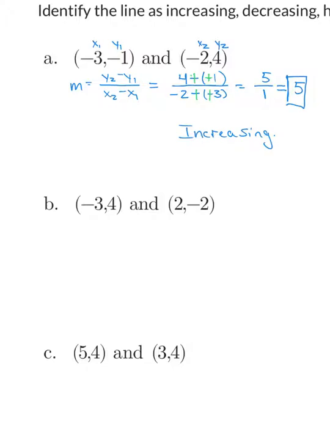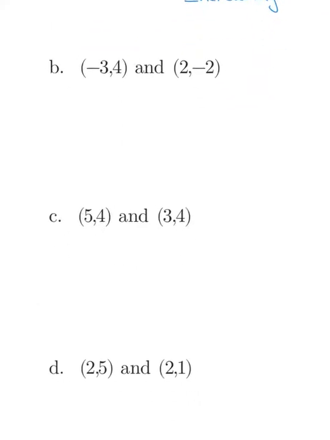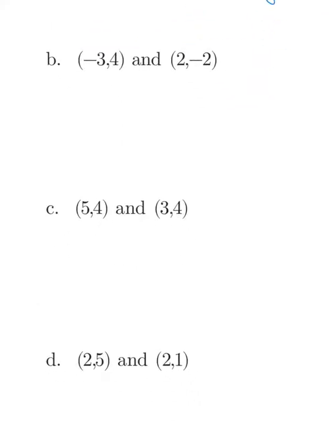Let's go ahead and look at example B now. Example B, again, I'm going to start by writing out my formula. So we get m equals y2 minus y1 over x2 minus x1. If we go ahead and label the first point, I'm going to label this x1, y1. The second point, I'm going to go ahead and label this x2, y2.